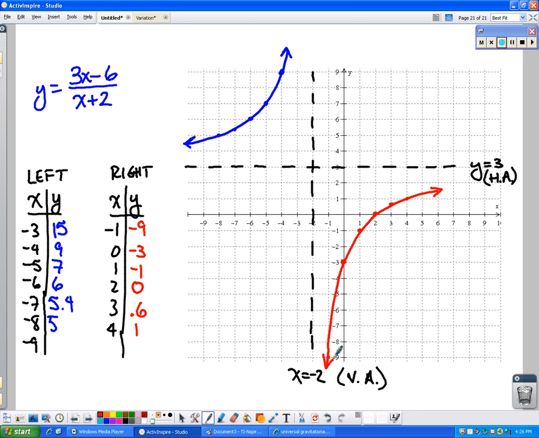Determine your domain and your range. From them, you'll get your asymptotes. The asymptotes will lead you to your charts. Your charts will lead you to your graph. And then you can, of course, verify this with your calculator.